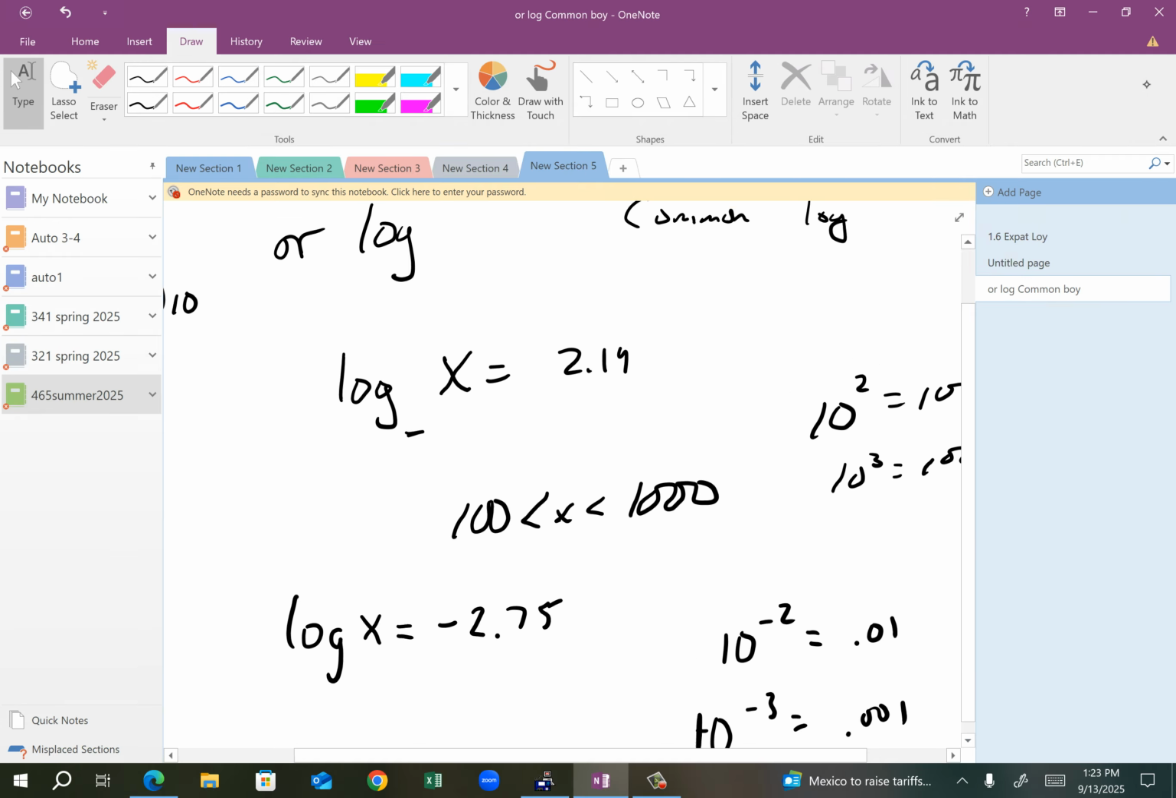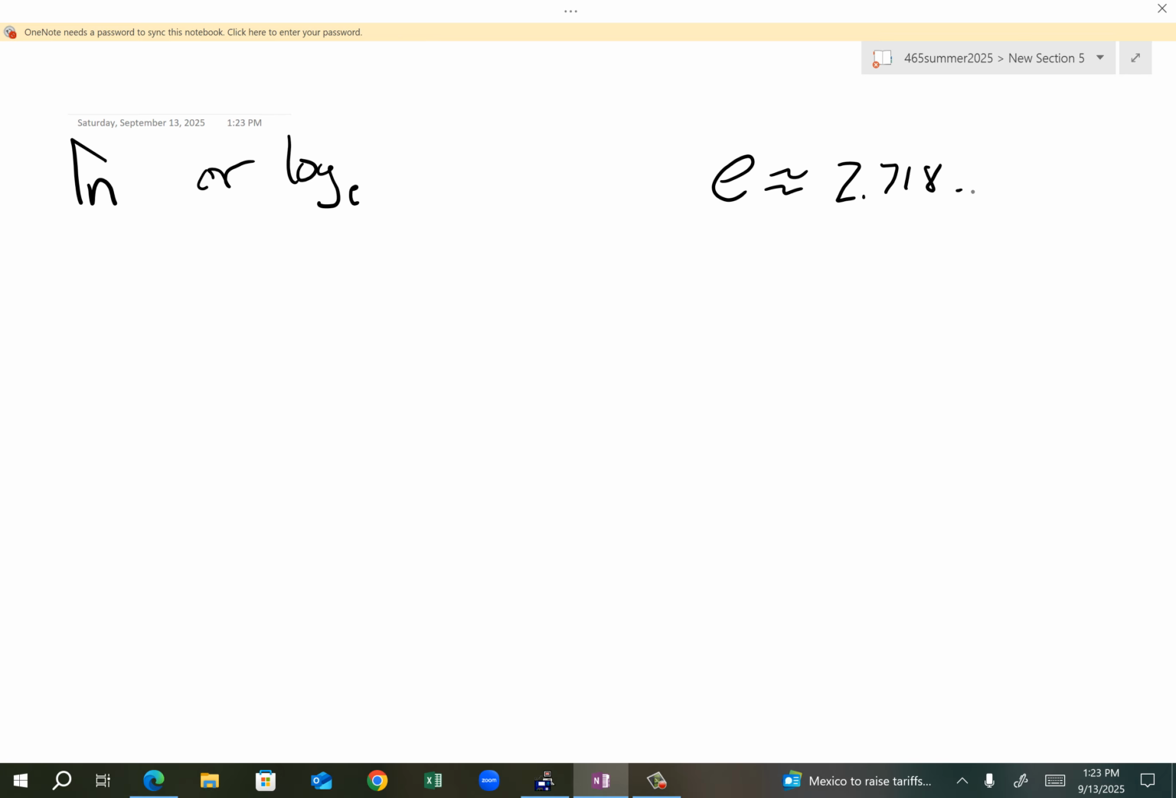So common logs, we do use them, not as much as we used to. We use the natural log more now. Or if you prefer, which of course no one does, we could write it as log base e. Remember, e is 2.718, and so on. It's an irrational number, a non-repeating, non-terminating decimal. And so that's that.